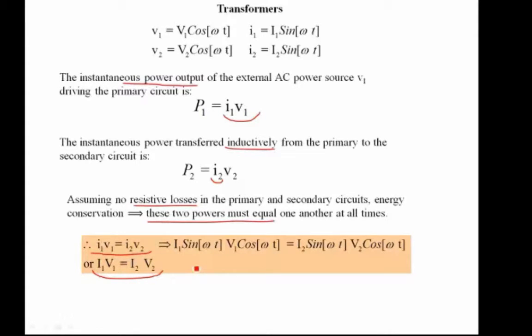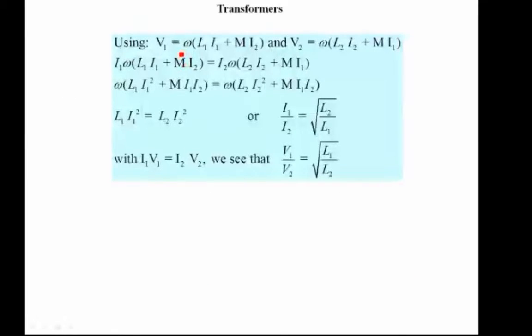So you have the peak value of the voltage and current in the primary equal to the product in the secondary. If we go back to our equations for V1 and V2, which I've just rewritten here in terms of the self-inductance and the mutual inductance, then we can substitute that into I1 V1 equals I2 V2.